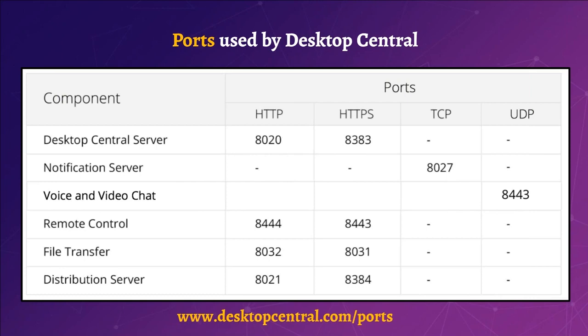Now, there are other ports that are required by Desktop Central as well. As you can see, if you are going to manage remote control using Desktop Central, you would need 8444 and 8443 for HTTPS, and for the file transfers as well. We do have voice and video chat available with Desktop Central. In case you're interested to know more about voice call, video call, remote control, please do subscribe for the upcoming trainings. We will be discussing these tools in the upcoming trainings.